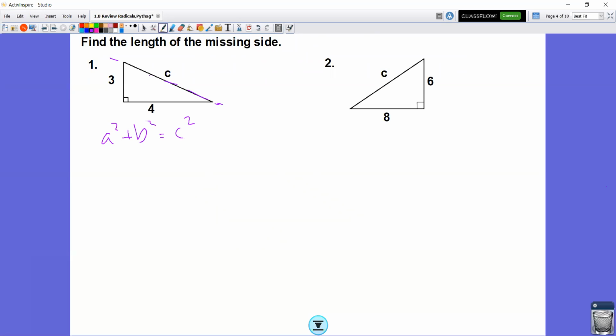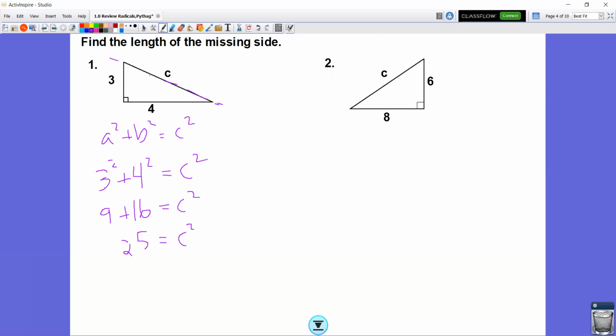All right, and it really doesn't matter which side is A or B. It's whatever number I look at first. The legs, it doesn't really matter. So I'm going to say A is 3. So 3 squared plus 4 squared is equal to C squared. 3 squared is 9. 4 squared is 16 equals C squared. 9 plus 16 is 25 equals C squared.